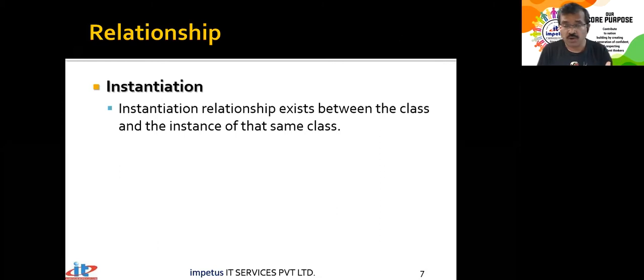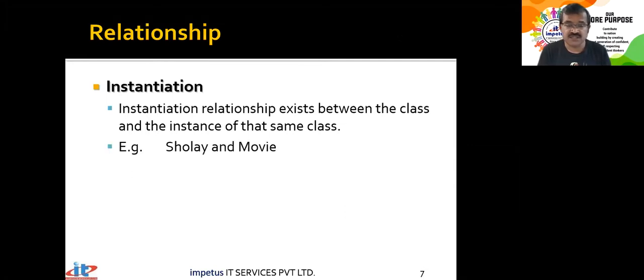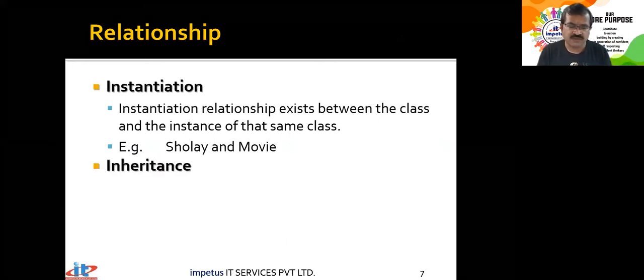We have been talking about objects. Every object is created based on some design. So there's a relationship between the design and the instance that has been created based on that particular design. So we have a class and an instance of the same class. There is an instantiation relationship between a class and its own objects. That's the instantiation relationship. Sholay and movie, if I say, movie is a class and Sholay is an instance of that particular class called movie. It will have its own attributes, and whatever attributes movie gives you, it will have the values for those.